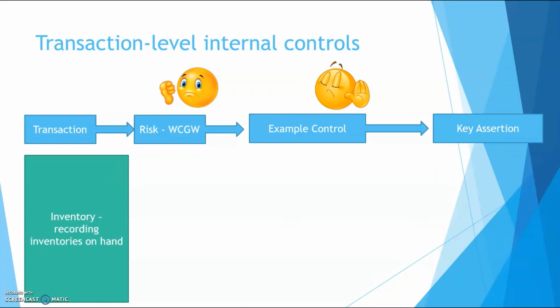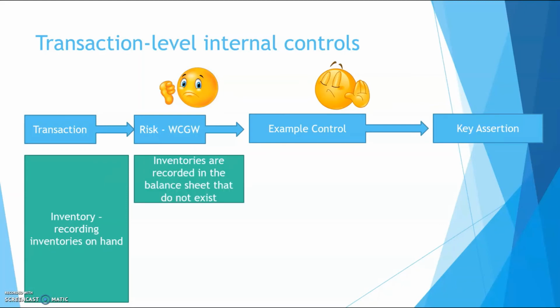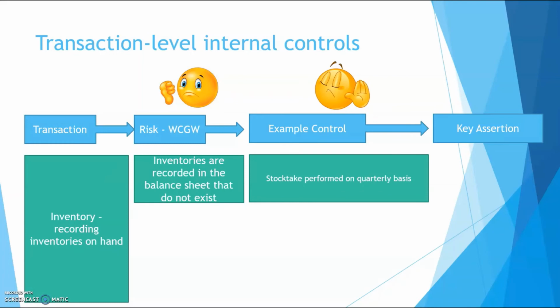So I've got one more transaction level entity controls example. And our transaction we're looking at is inventory, recording inventories on hand. So what could go wrong? Inventories are recorded in the balance sheet that do not exist. And how do we think we can potentially combat that? We can perform a stock take on a quarterly basis.